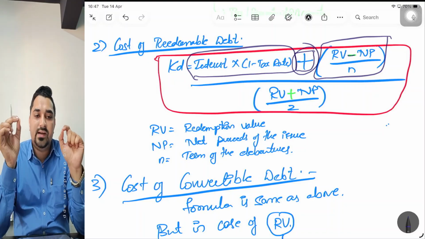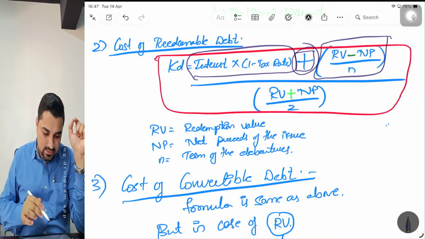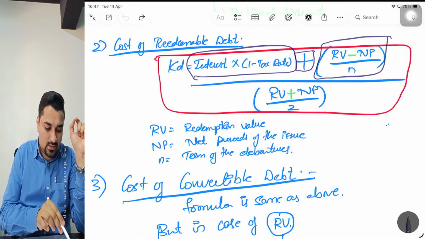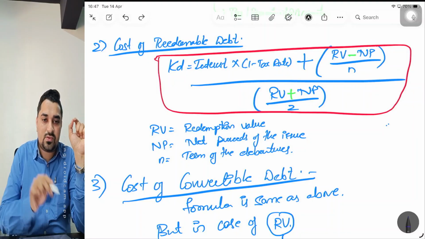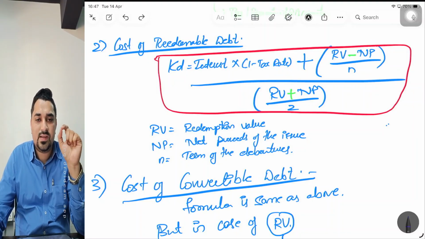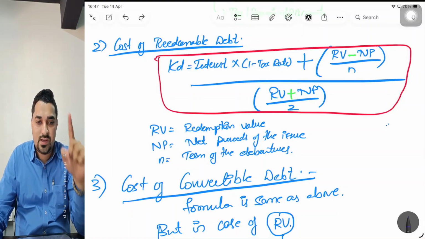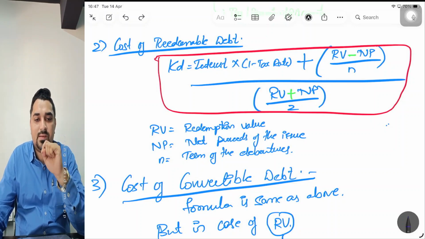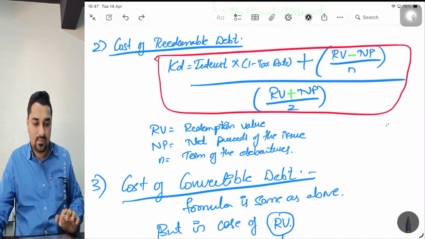So whenever you read the formula, you write the formula, be careful with the BODMAS rules. So what is the formula? KD equal to interest into 1 minus tax rate plus, understand how I am pronouncing it. KD equal to interest into 1 minus tax rate plus RV minus NP divided by N, the whole divided by RV plus NP divided by 2. This is cost of redeemable debt.